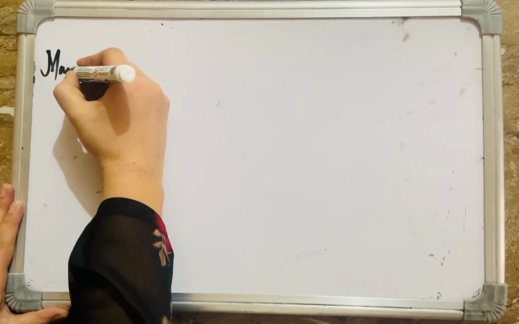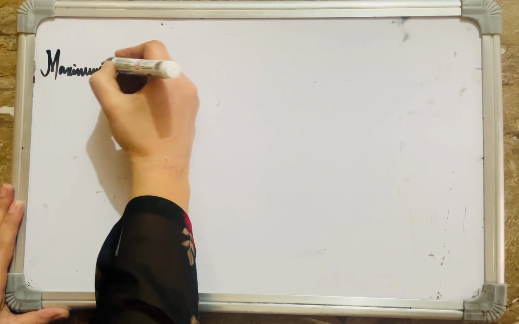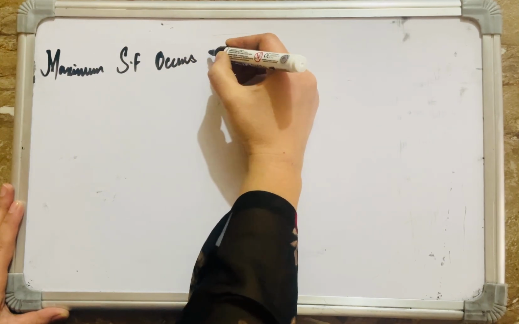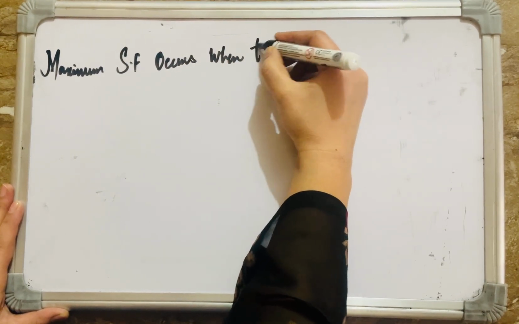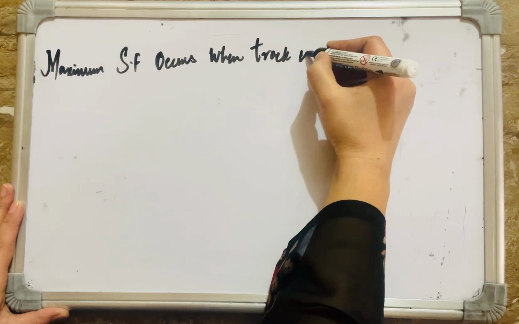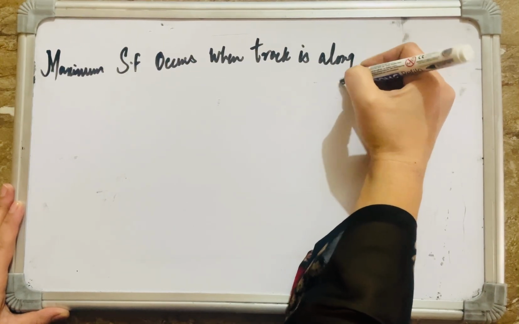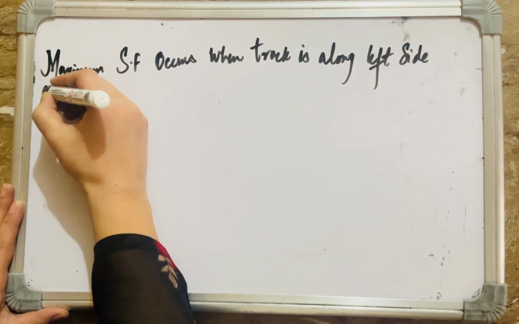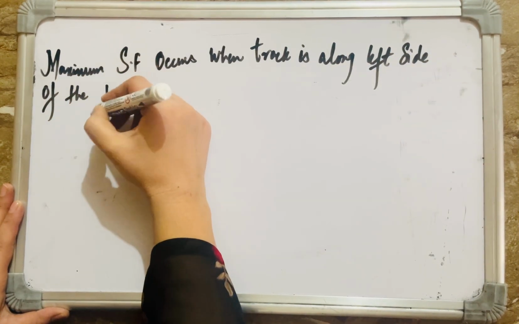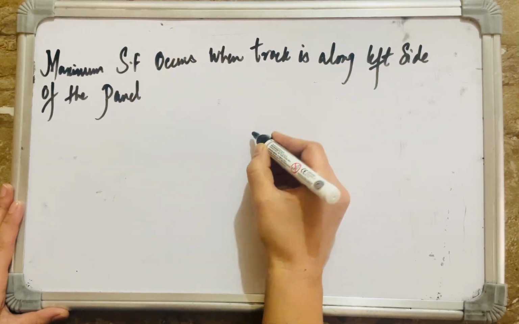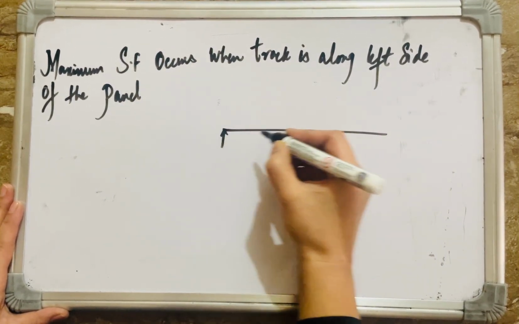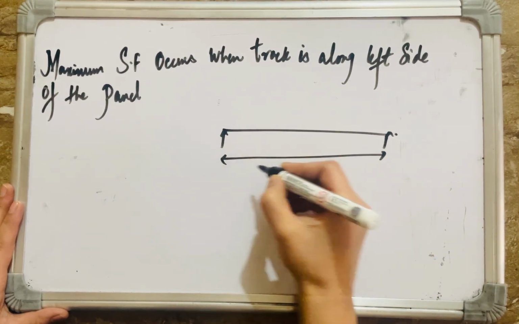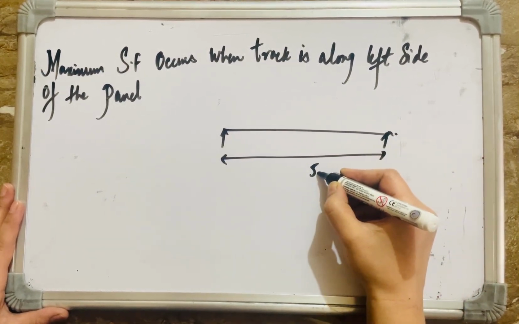Maximum shear force occurs when the track is along the left side of the panel. Let's make the diagram. This is the stringer beam. How much is the span? 5 meters.